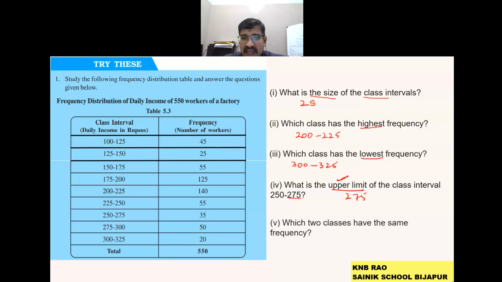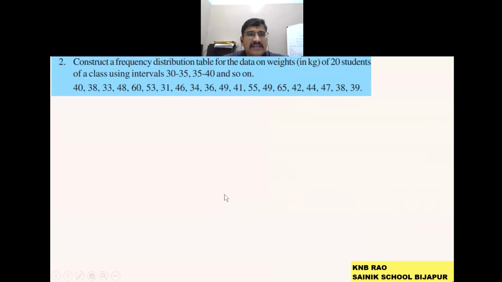Then moving on to the fifth question. Which two classes have the same frequency? 150 to 175 and 225 to 250. Correct. So you know that here the class interval 150 to 175 has 55 members and 225 to 250 has 55 members. So those two class intervals have the same frequency.